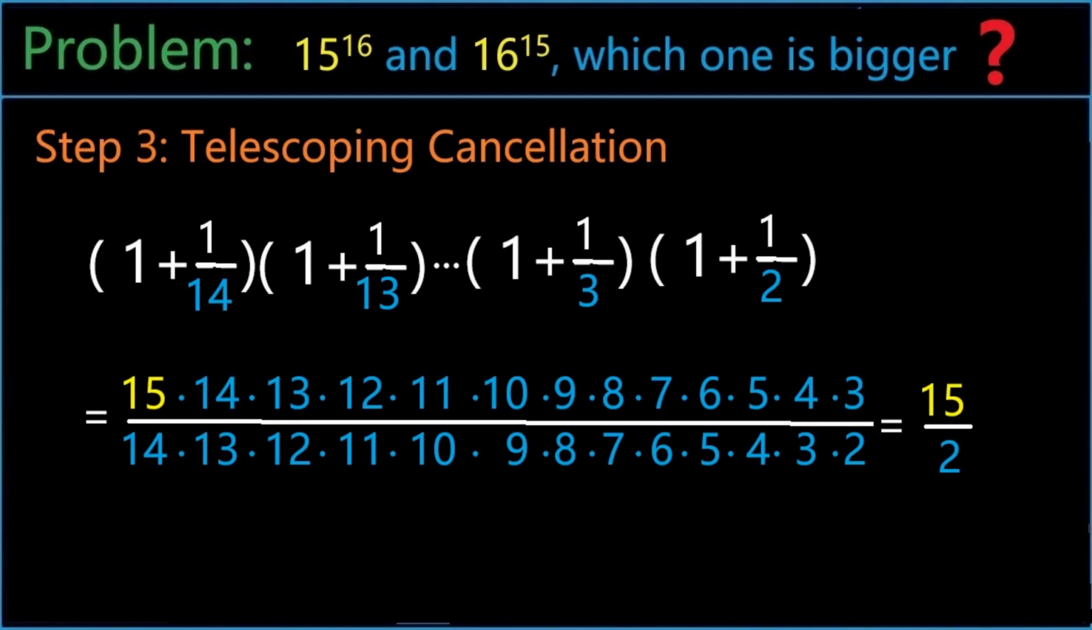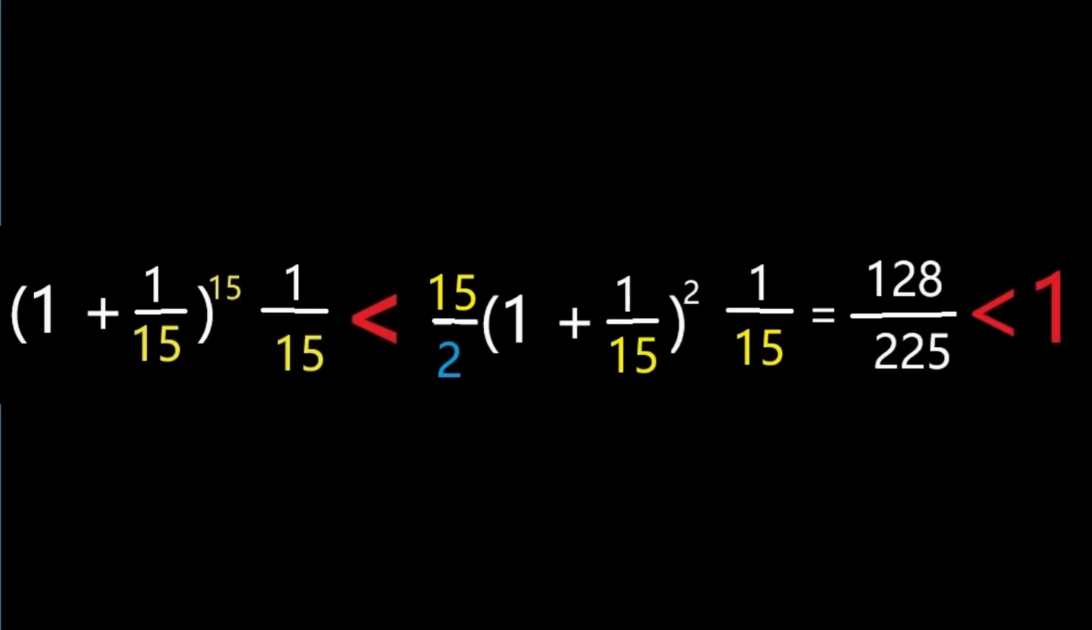Now we can finish the comparison. Step 4, the final comparison. From the previous steps, we compare 1 plus 1/15, raised to the 15th power, times 1 over 15, with an upper bound. That upper bound simplifies to 15 over 2, times 1 plus 1/15 squared, times 1 over 15. When we simplify, this becomes 128 over 225, which is less than 1.